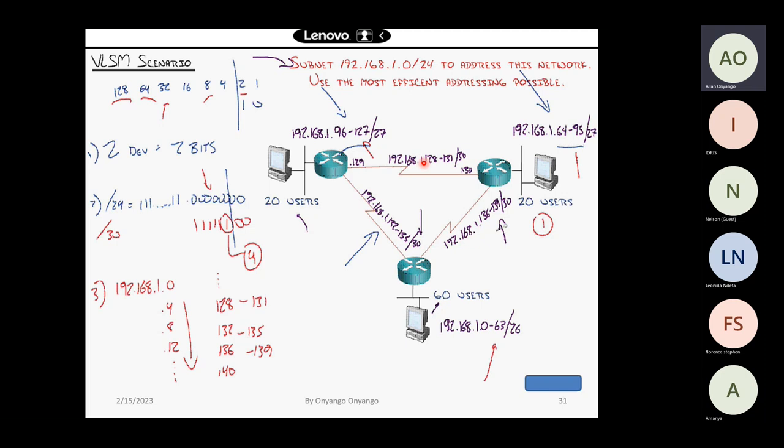For the last one, we have 136 to 139, where 136 is the network address, 137 first usable, 138 second usable. 139 is the broadcast address. So here we are not wasting any. We use exactly those addresses. Okay. And we are done. And we can now assign our addresses everywhere here the way we would like them to be.